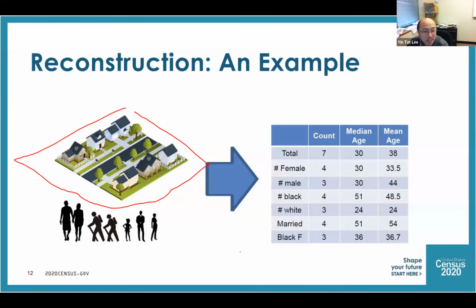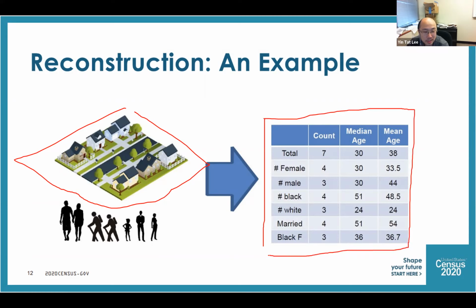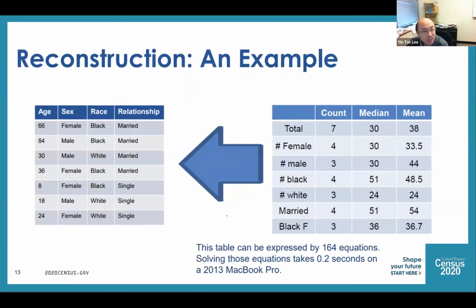This is a concrete example. You may think this type of release is very safe, namely, we didn't really tell you what kind of people are inside. But it turns out if we are just given this table, let's say we are given those numbers, then by solving some equations, you can recover all the information in that area.